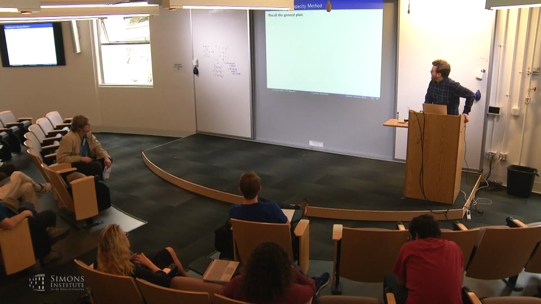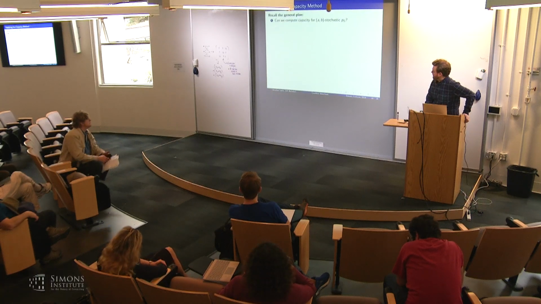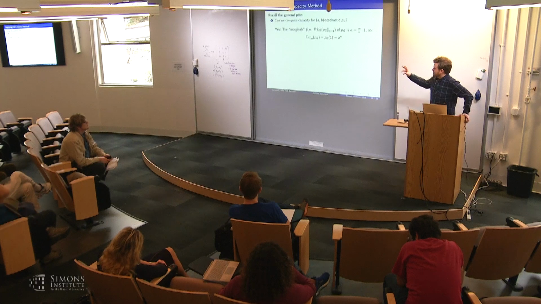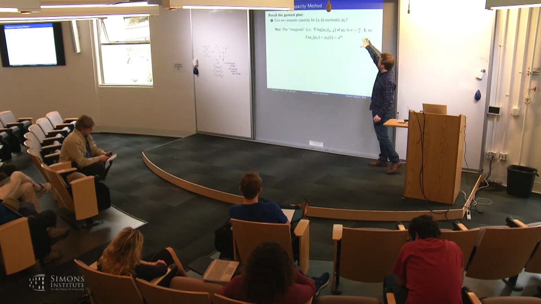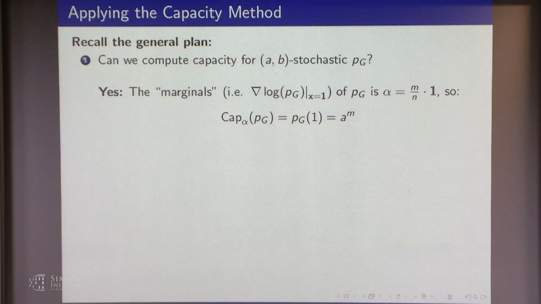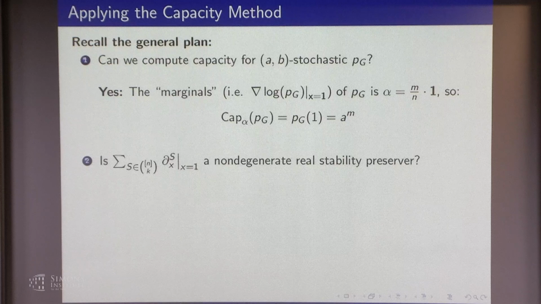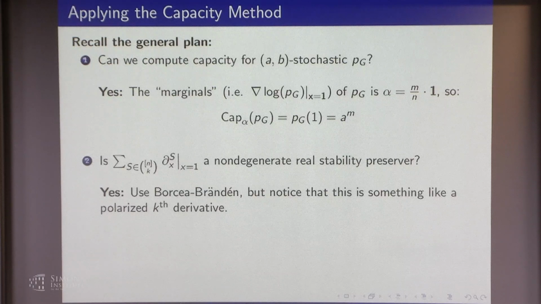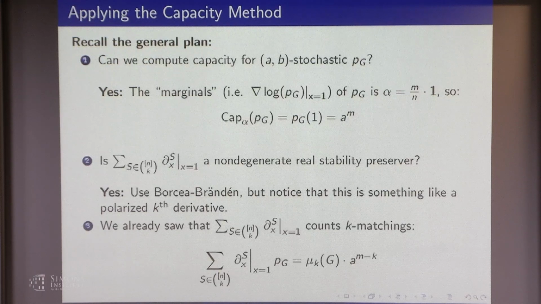Anyway, the point is then we can basically apply the same exact thing. We have some stochasticity properties, so we compute these marginals. They turn out to be some constant thing times 1, so we can just plug in 1. We get this. We have our polynomial for which capacity is easy to compute. We now have this thing, which turns out to be one of these non-degenerate real stability preservers. This is something like a polarized kth derivative, so we can apply the theorem to it, and we get some specific k value. And then we already saw that this counts k matchings, so it has all the pieces we want, and you just put this together and you get everything you want.